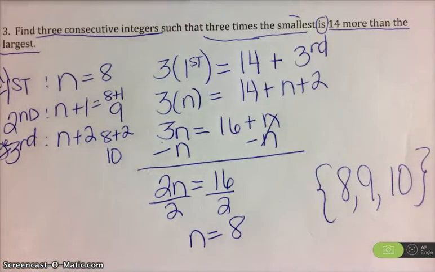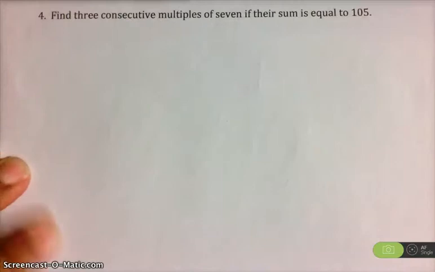So when you're setting these up, it's very important that you read the problem carefully because you don't always have to use all of the terms. Okay, here's the last one. It says find 3 consecutive multiples of 7. So now we're talking about multiples of 7.